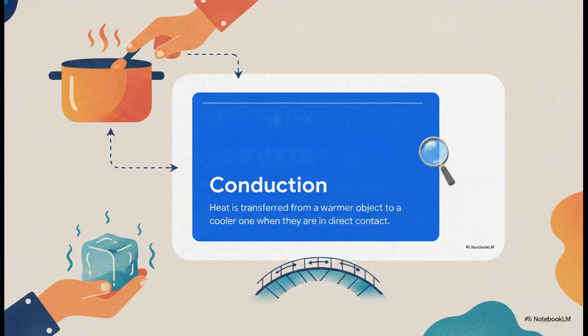First up is conduction. This one is all about direct physical contact. Heat naturally wants to move from a warmer object to a cooler one, but for conduction to happen, they literally have to touch. It's exactly why grabbing a hot pot on the stove instantly burns you, or why holding an ice cube freezes your fingers. Your skin becomes the physical bridge for that thermal energy to cross.